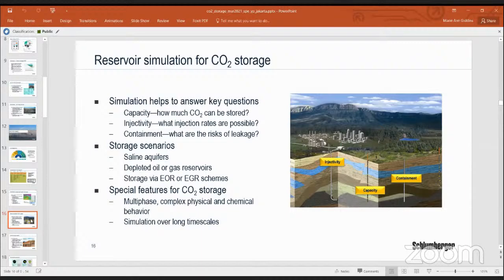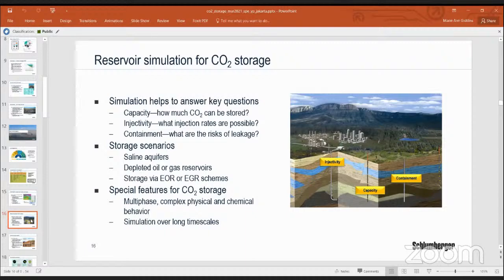There are several storage scenarios to consider. Saline aquifers offer a very large volume. There are many depleted oil and gas reservoirs now in the world, which actually have a lot of infrastructure which might be reusable for CO2 storage, and where we also have some idea of things like the caprock and the characterization of the storage site.